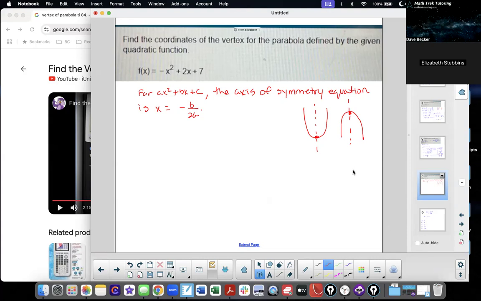Okay. I think this was on my last test, and I actually did pretty well on it. Okay. And I'll say it is also the x coordinate of the vertex. How's that? Perfect.